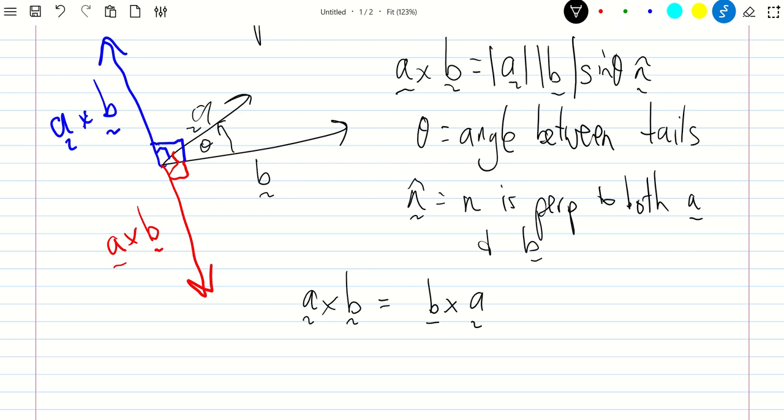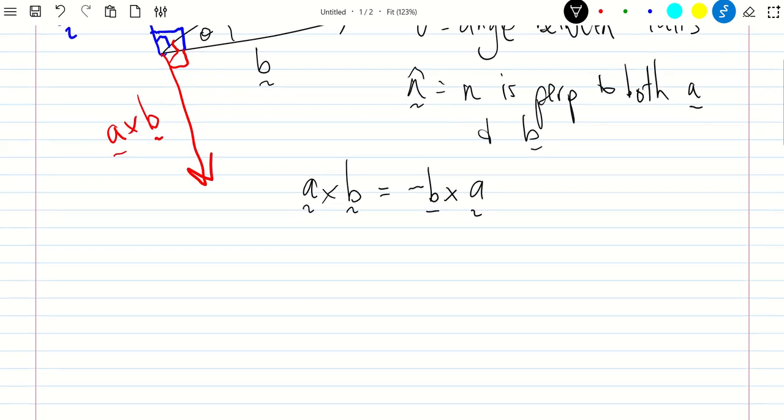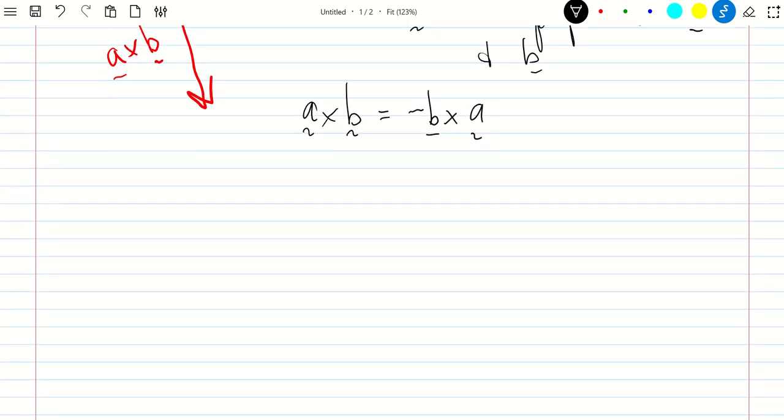So if you do B cross A, it actually goes in the opposite direction because it turns your thumb upside down. And so what that means is that there's a big fat negative in front of there, okay? If you change the direction of A cross B or B cross A, that makes it negative. It swaps the direction of the cross product. So that's a really important property.